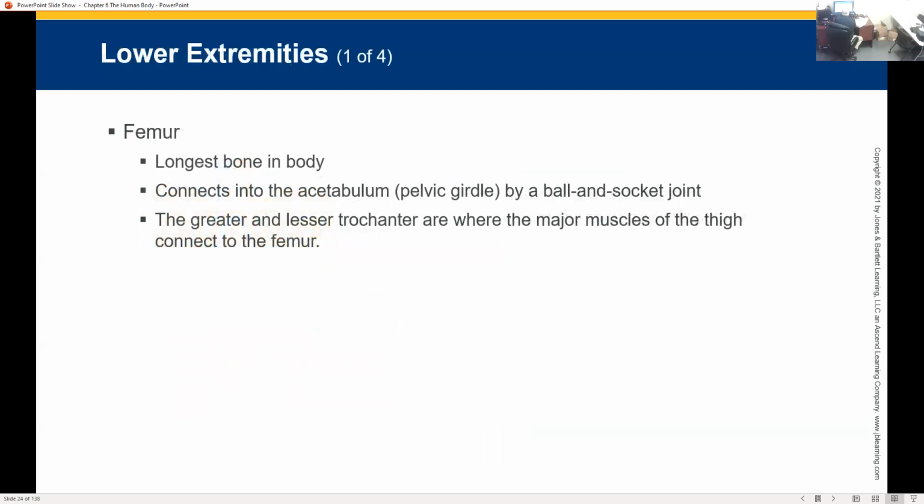All right, your femur is the longest bone in the body. It connects to the pelvic girdle by the ball and socket joint. So you have the greater and lesser trochanters, or little bony projections on the upper part of the neck of the femur that stick out, one kind of lateral on one side and one kind of medial. I'll talk more about those in just a minute.